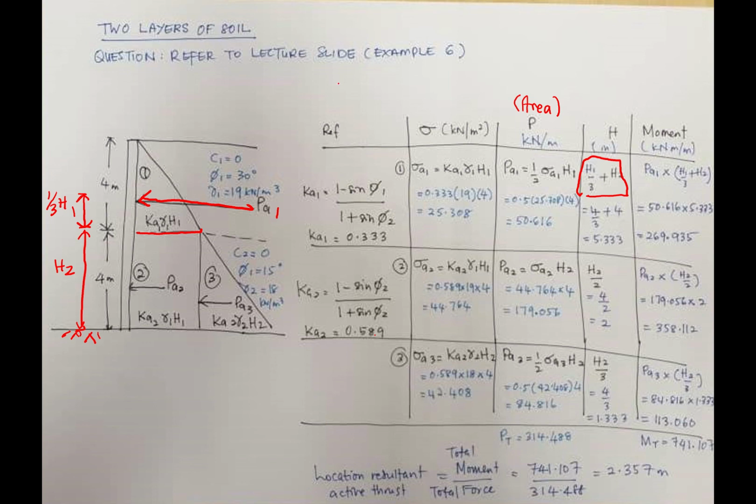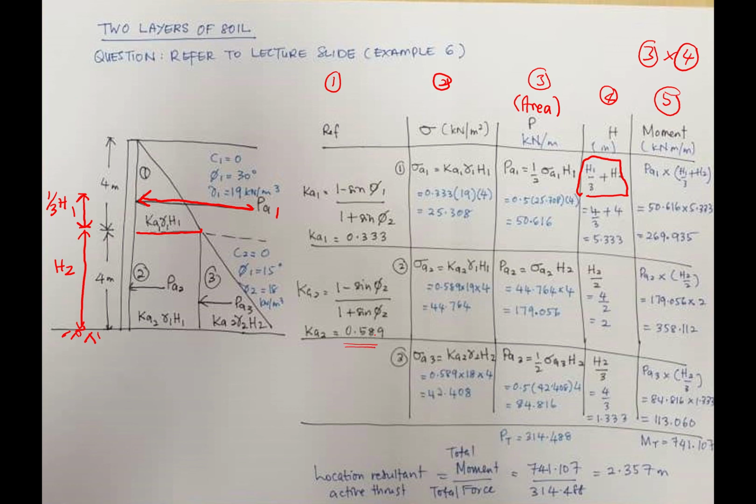Let's say this is column 1, column 2, column 3, column 4, and this one is column 5. Moment is actually column 3 times column 4. So you get the value for PA1. The same goes for reference number 2, but right now for reference number 2 we have different layers, so you cannot use KA1 as the coefficient. First calculate the value of KA, given by KA is equal to 1 minus sin phi divided by 1 plus sin phi. Use the given value and you get the new value for KA.